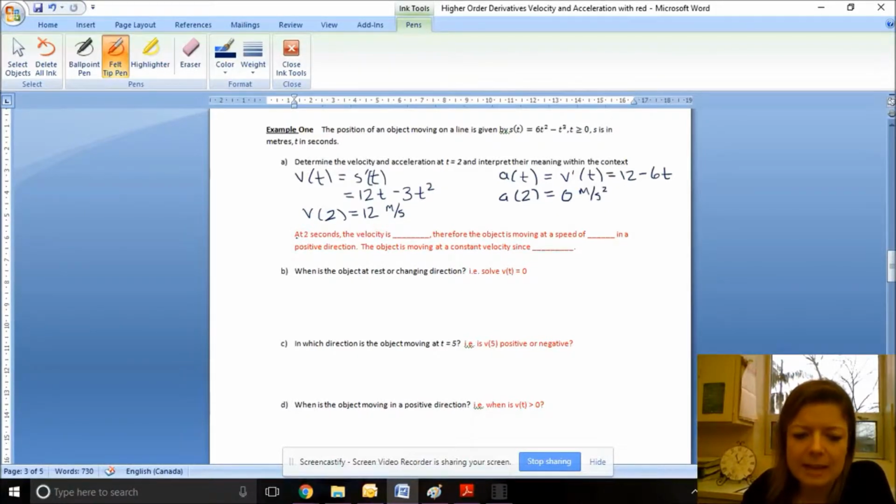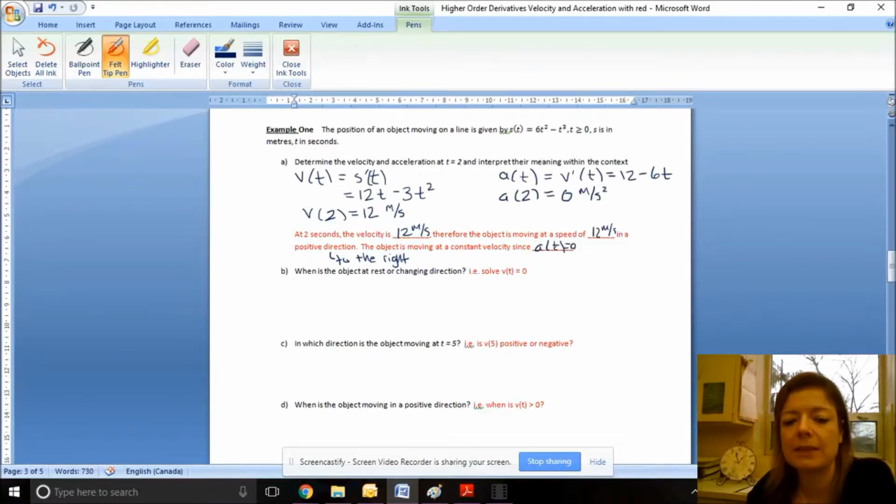Well, velocity means that at 2 seconds, the velocity is 12 meters per second. So the object is moving at a speed of 12 meters per second in a positive direction, which means it's going to the right in this case. And the object is moving at a constant velocity since our acceleration is 0. That acceleration of 0 means that the velocity is constant throughout the entire time.